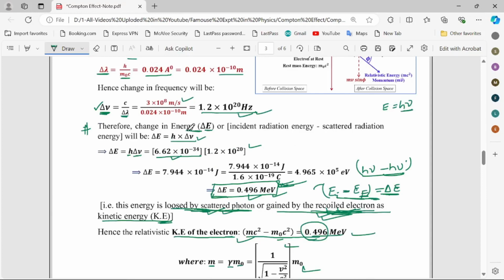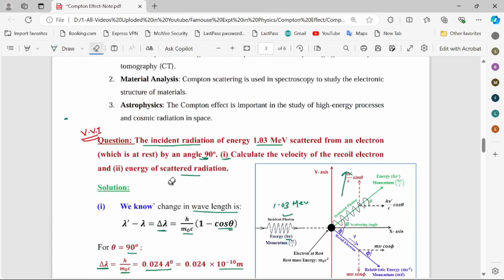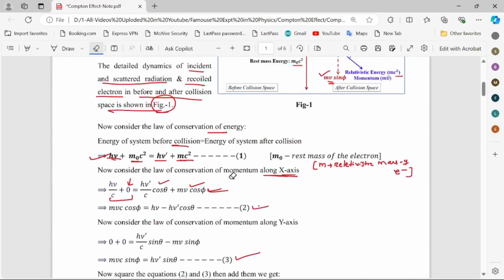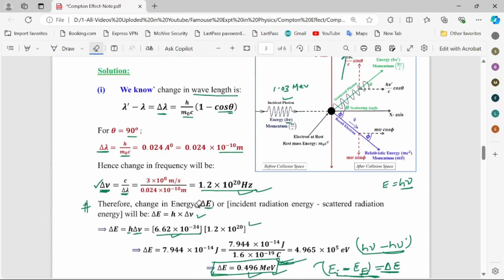This is one of the important questions belonging to the Compton effect. I suggest that you go through this video about the Compton effect and its mathematical derivation, practice it for your exam, and then go through this question carefully from your exam point of view.